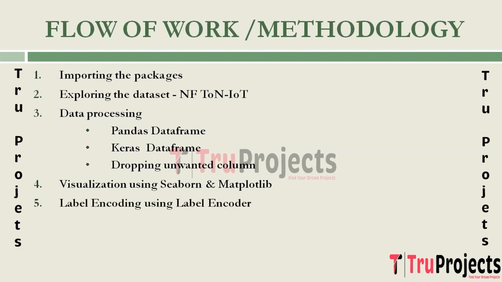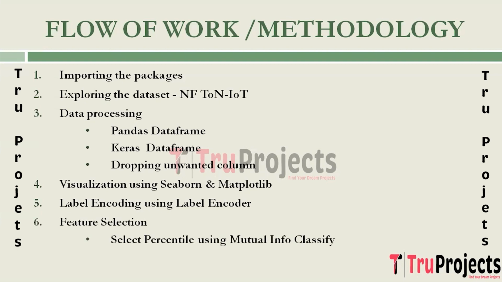The next module is label encoding using label encoder. We encode categorical variables using label encoder. This step is crucial for machine learning models as they typically require numerical input. Label encoding converts categorical data into numerical format. The next module is feature selection. We use select percentile with mutual information for feature selection. This statistical method helps in identifying the most informative features, improving model performance and reducing overfitting.